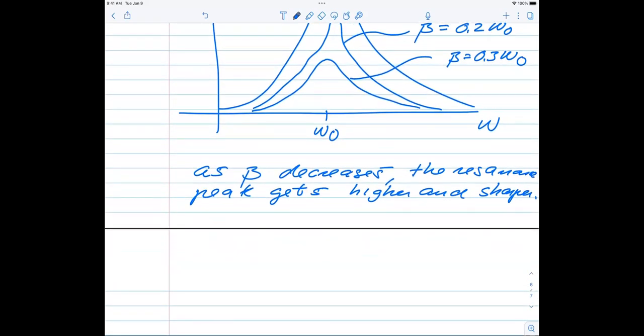The sharpness of the peak is indicated by the ratio of its width, which is now dominated by this parameter beta, to the position of W0. So if you want a very sharp resonance, it's common in the literature to introduce what is called a quality factor, and you can then rewrite the differential equation in terms of that. We will say a little bit more about that when we get back on Wednesday.